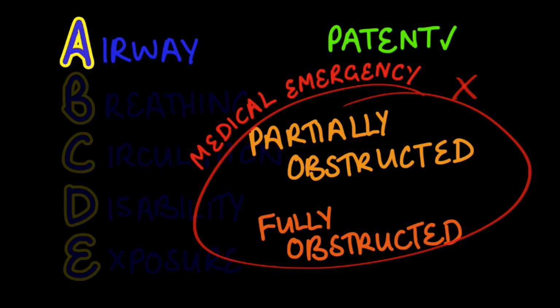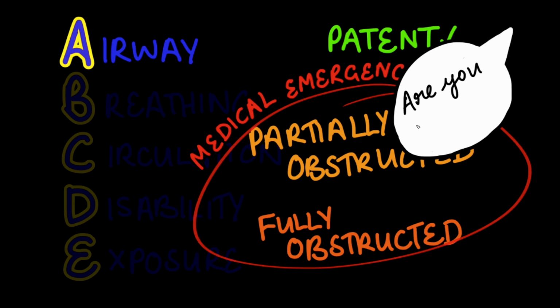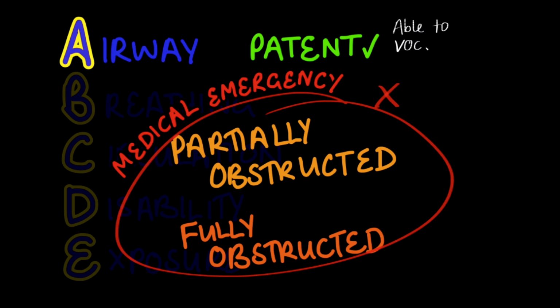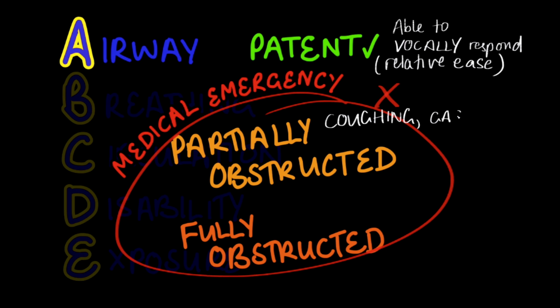A quick, effective way to check airway patency is to ask the patient a question. If they are able to respond in a normal voice with ease, at least relative to what's normal for them, the airway is open. Coughing, audible gasping for air, and choking, if you ask them a question and they're struggling to produce a vocal response, indicate a partially obstructed airway.